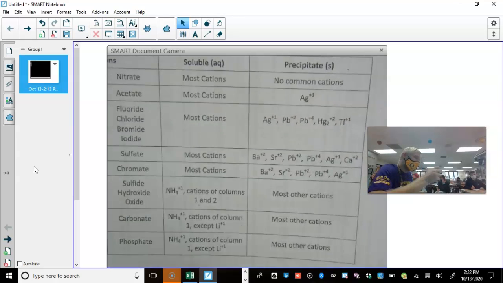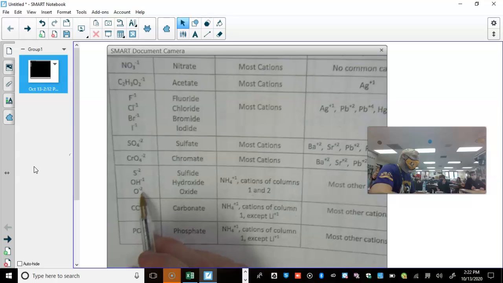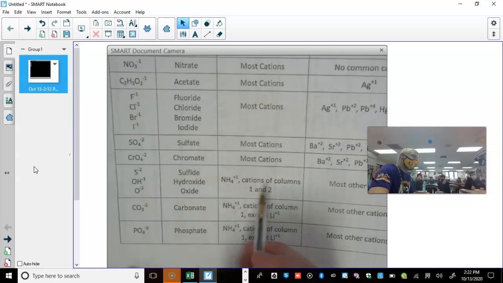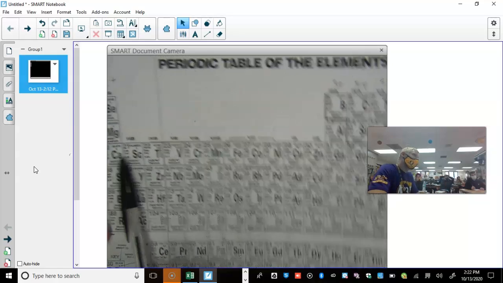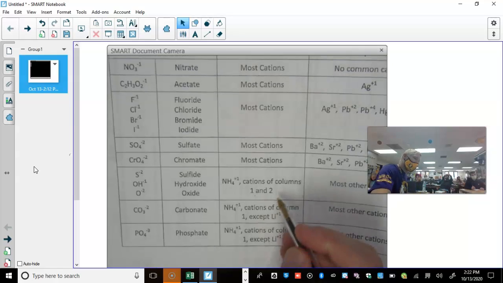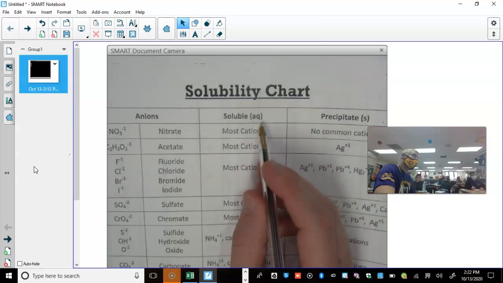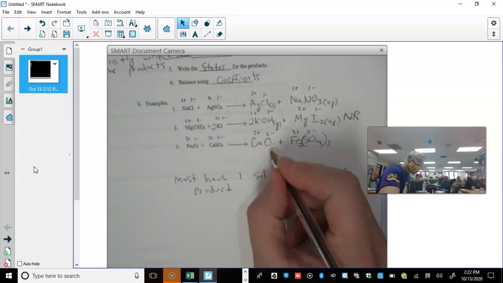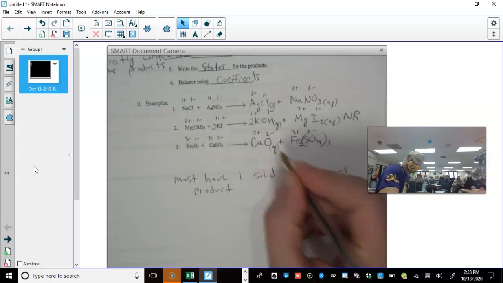So CaO. Oxygen's right here. Cations in columns 1 and 2. Calcium's in column 2. So that's going to fall under the aqueous category. Uh-oh, we need to have a solid for this reaction to occur.